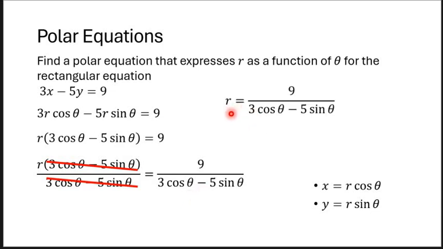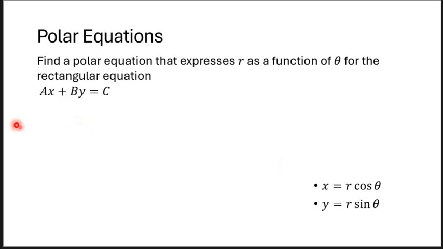R as a function of theta: r is equal to 9 divided by 3 times the cosine of theta minus 5 times the sine of theta. Let's go ahead and make this more general. And let's just go ahead and put this in polar form. So to put it in polar form, I'm using this for x and this for y.